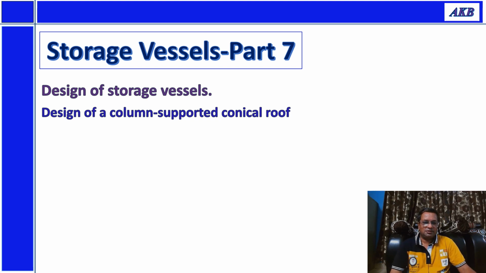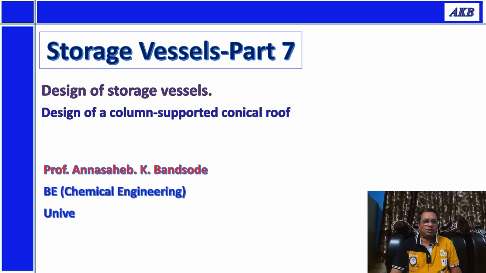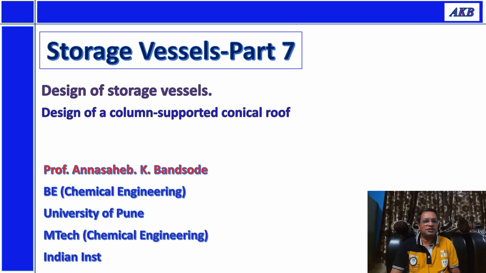In my previous video lecture, that is part 6, I have discussed design of a self-supporting conical roof for vertical cylindrical storage vessels. And in part 5, I have discussed design of shell for that vessel. So this is a continuation of design of storage vessels. So now we will understand how a column supported roof can be designed for a vertical cylindrical storage vessel. So let us start.